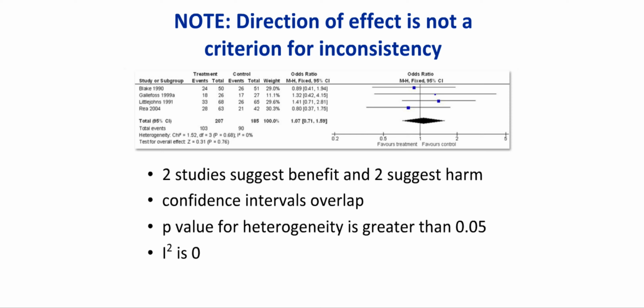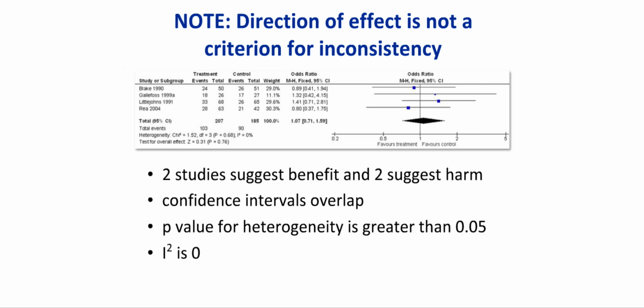The next example shows that the direction of an effect is not a criterion for inconsistency. There are 4 studies. 2 studies suggest a benefit from the intervention. The other 2 studies suggest harm. Previously, this has been considered a criterion for heterogeneity. However, reviewers should move away from thinking of the line of the null effect as a measure for heterogeneity. One of the reasons is that decisions are always made in the context of other outcomes, and that therefore benefit and harm is not determined by the line of the null effect.